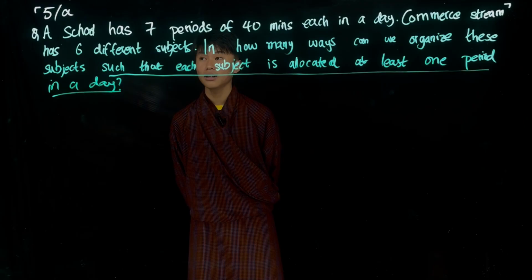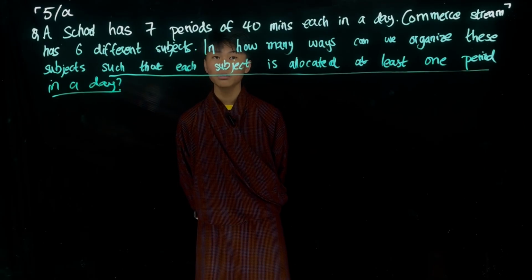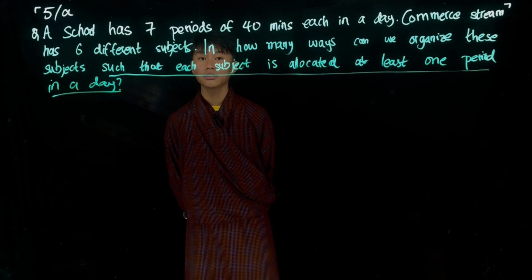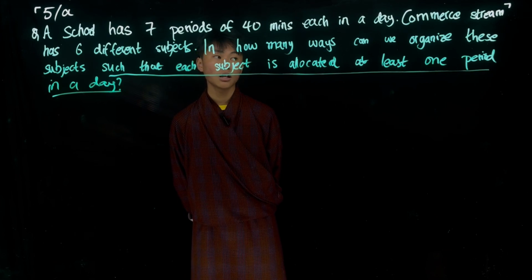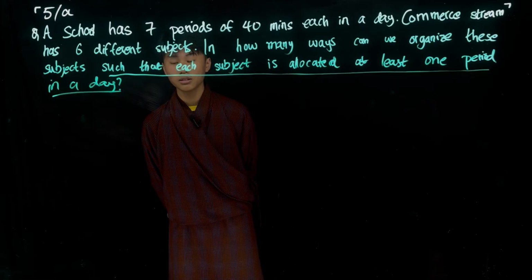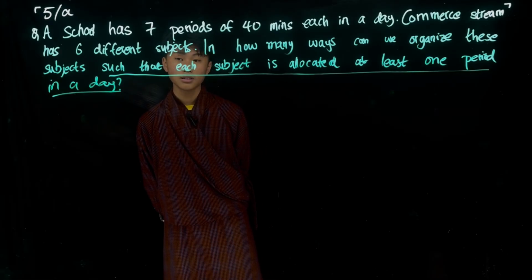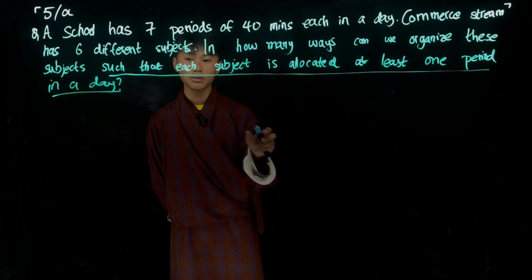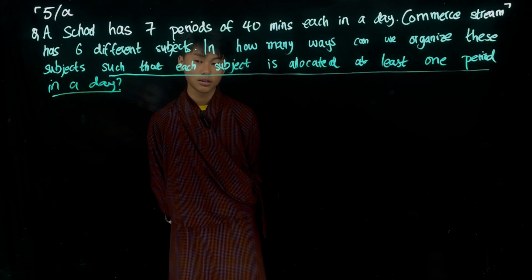So question 5a says, a school has 7 periods of 40 minutes each in a day. Commerce stream has 6 different subjects. In how many ways can we organize these subjects such that each subject is allocated at least 1 period in a day? So the question is basically asking us to create something like a timetable consisting of 6 periods, 6 subjects that will be assigned 1 period.